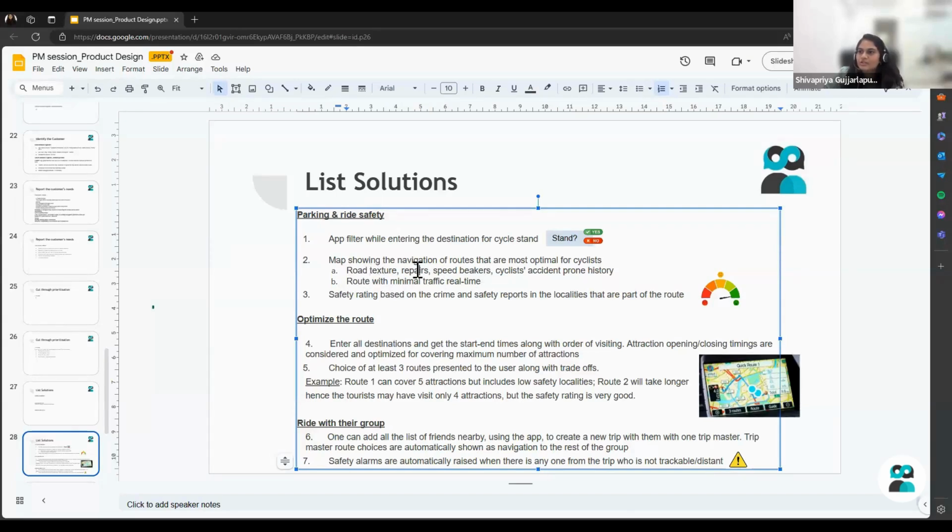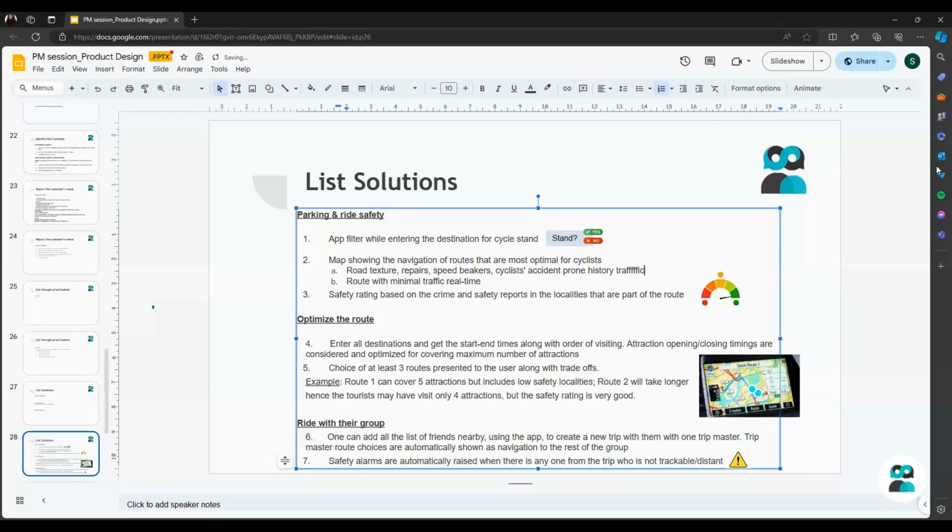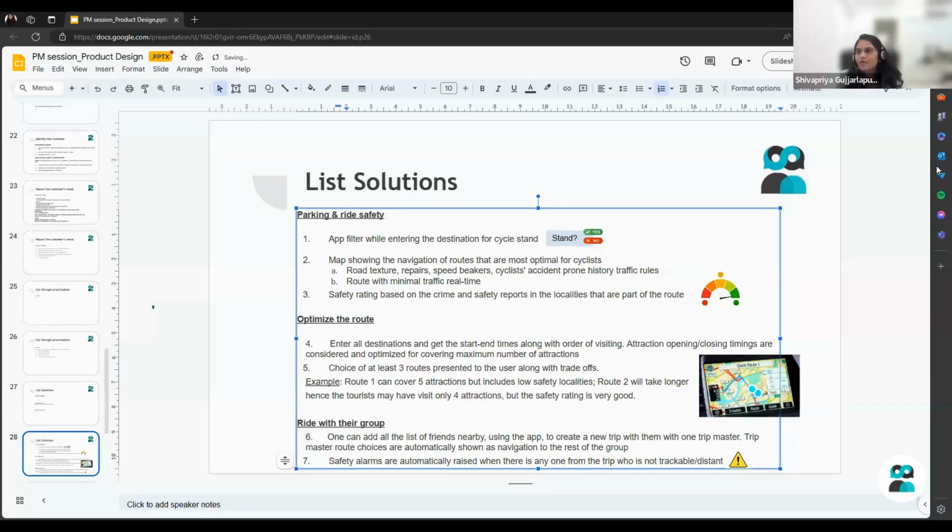Road texture, repairs, speed breakers, cyclist accident-prone history, and even traffic rules, right? Traffic rules that are actually existing at that point in time. All of these can be integrated into our navigation system, and minimal time is the objective of our optimization as well.